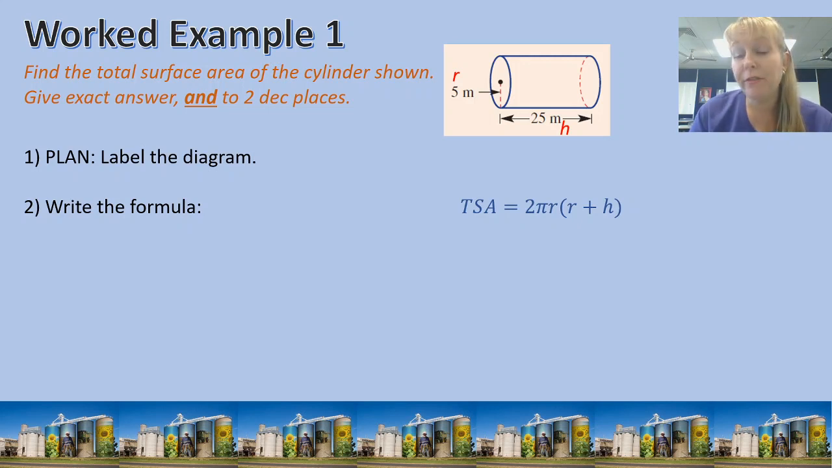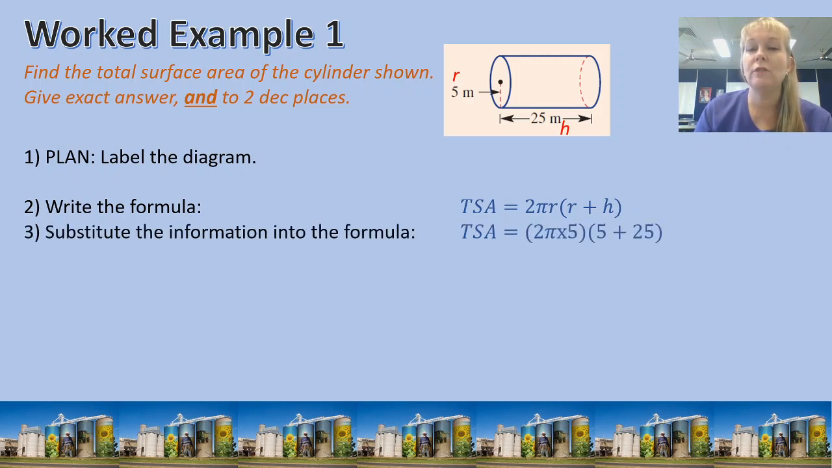My next step is to write the formula. TSA equals 2 pi r multiplied by r plus h, and then substitute the information directly from the diagram into the formula. Everywhere I see the letter R, I'm going to put the number 5, and everywhere I see the letter H, I'm going to put the number 25.